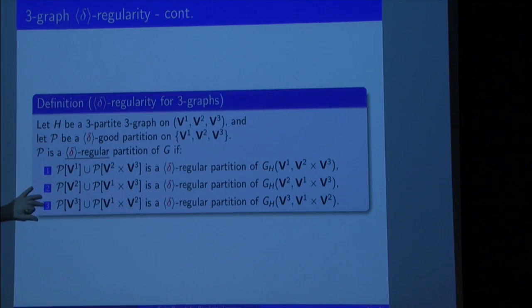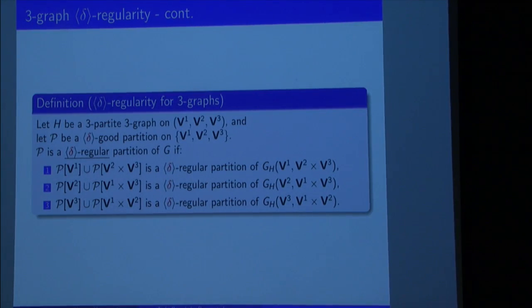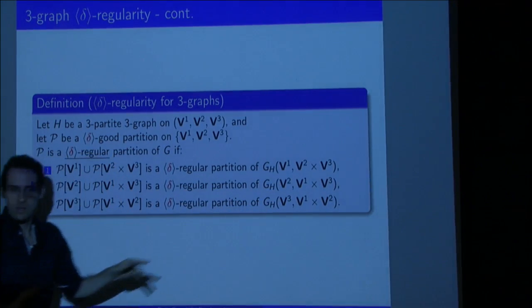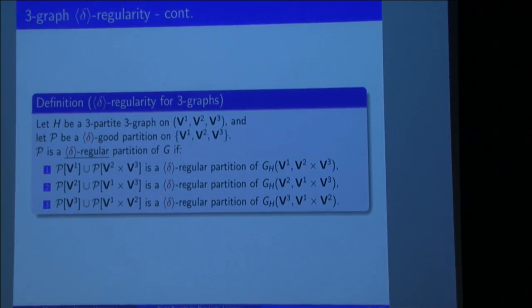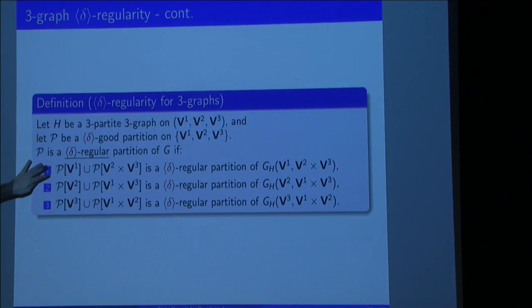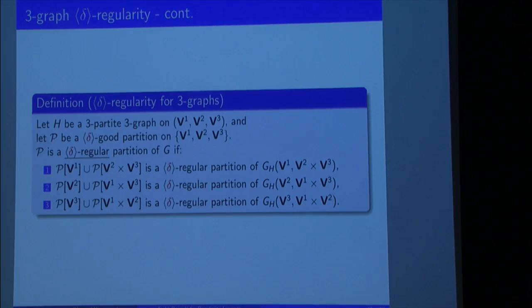The actual definition has two more requirements, the symmetric versions. When you construct the auxiliary graph, you can put aside either V1, V2, or V3, so you have these three orientations. I want all of them to be delta regular relative to the partition that you are given, and I want the original partition to be delta good, and that's it. This is a definition of delta regularity for three-uniform hypergraphs, but the obvious extension to k-uniform hypergraphs is the actual definition.